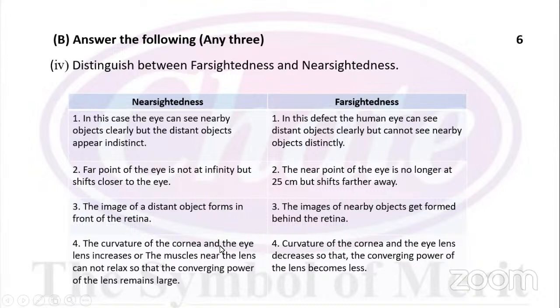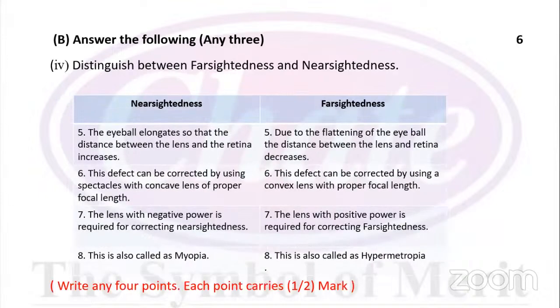In nearsightedness, the curvature of the cornea and the eye lens increases, or the muscles near the lens cannot relax, so the converging power of the lens remains large. And in farsightedness, the curvature of the cornea and eye lens decreases, so the converging power of the lens becomes less. Okay, so in this way, you can write down the differences.